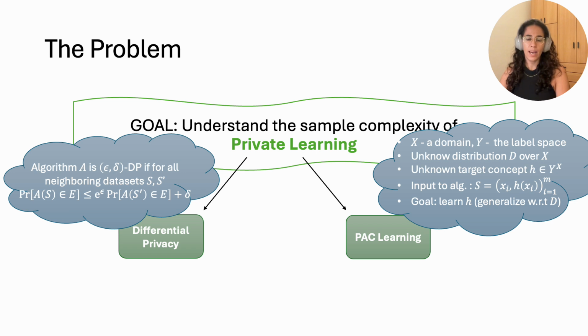So in PAC learning, we have a domain X, and we have a label space Y, and we have an unknown distribution over the domain, and an unknown target concept, h. The input to the learning algorithm is a sample of labeled examples, where the examples are sampled from the distribution and labeled according to the concept h. And the goal of the algorithm is to learn h and generalize well with respect to the distribution.